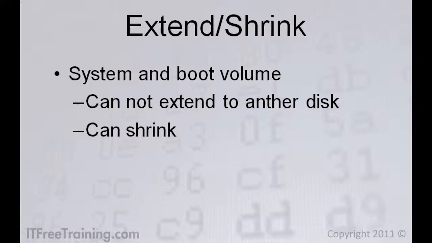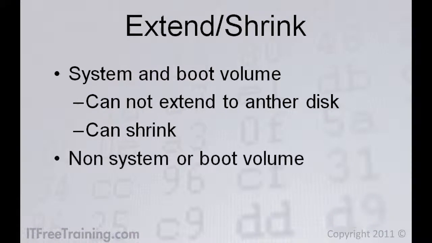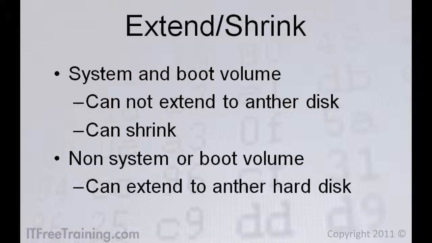Shrinking or extending work by moving the end of the partition either forward or backwards. In order to do this, there must be free space before or after the end of the partition, depending on which operation you are doing. If you have bad clusters on your hard drive, you may not be able to shrink or extend the volume. If your hard disk is not the system or boot volume, you can extend your hard disk onto other disks. Basically, you are turning your volume into a span volume.